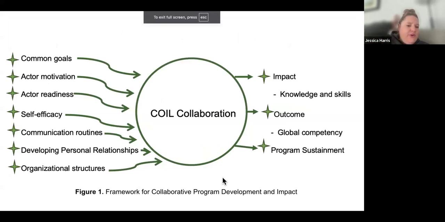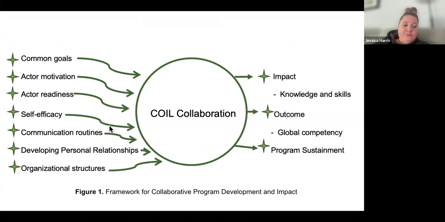So through this process, through the social learning theory, we looked a little bit at how our COIL collaboration provides that impact. What are the things we've done as instructors throughout the years? And we really created a framework for collaborative program development and impact. So part of this, we've been doing research ourselves as instructors, and we came up with a framework here that we found has worked very well for us.